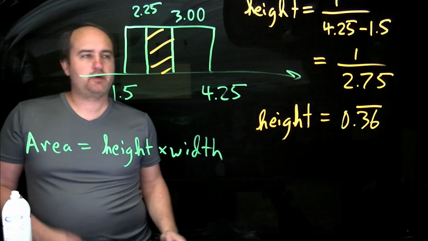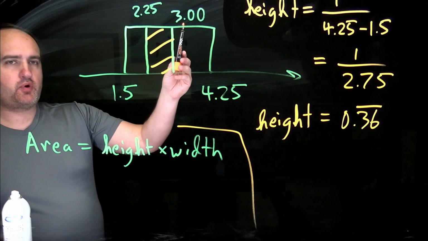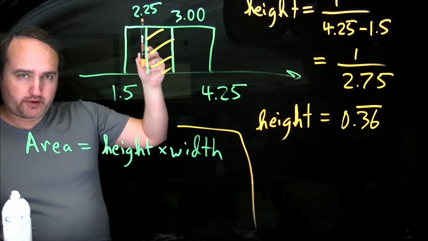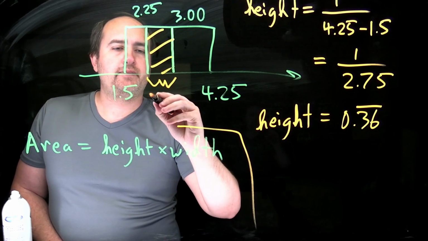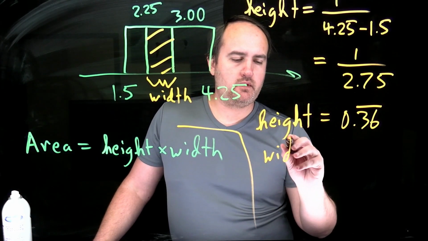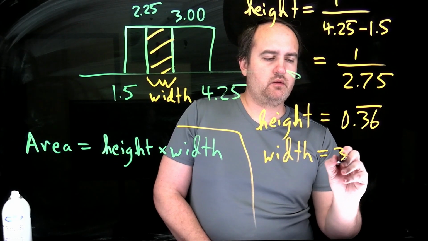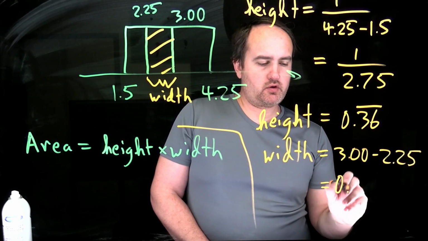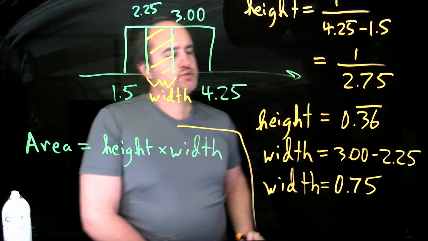And then for the width, we do 3.00, which is the maximum of our little rectangle, minus 2.25, which is the minimum of our little rectangle, the one that we're actually finding the area of. So this right here is going to be our width. So width equals 3.00 minus 2.25. Which you might be able to do in your head or using a calculator, gives you a width of 0.75.